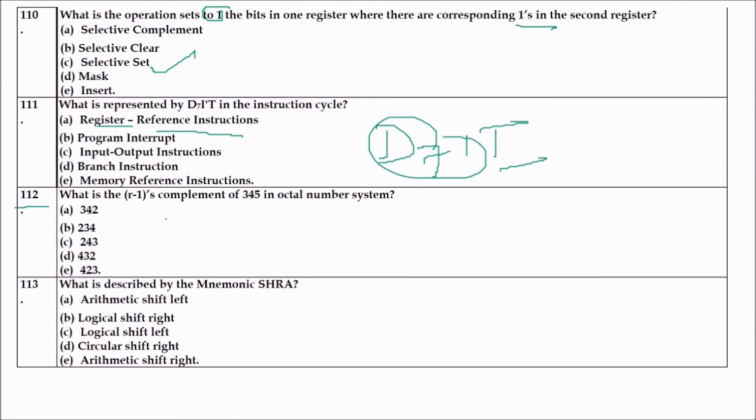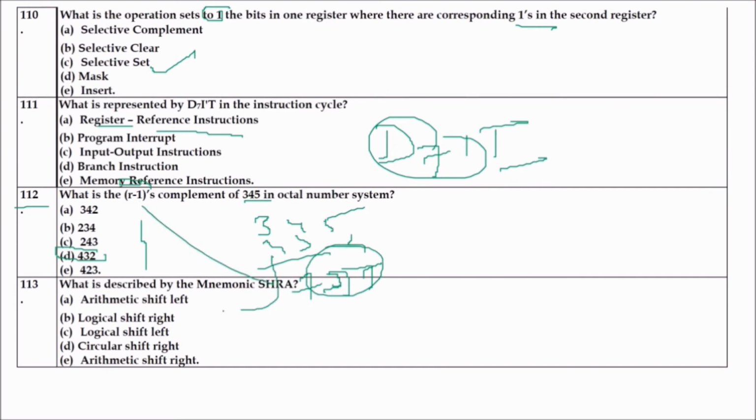Next is, what is the R-1's complement of 345 in octal number system? This is 345 and you have to find the octal complement. Please try to find out. I'll tell you the answer. The answer is D, 432. See, if you add 345 and 432, you will get 777.